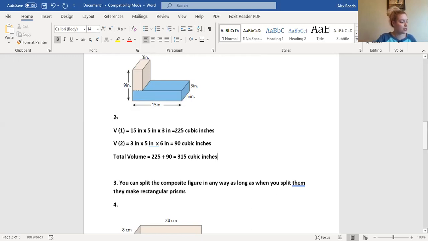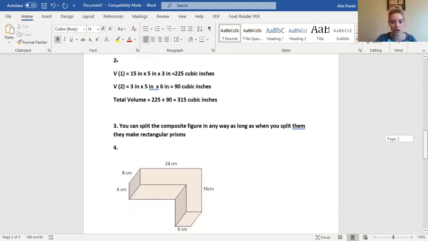All right, and that's what number 3 is asking. Number 3, compare your answers to problem 1 and 2. What conclusions can you make? You can make the conclusion that you can split it in any way as long as you split them and they make rectangular prisms, okay? And we can prove that because we did get the same answer there.